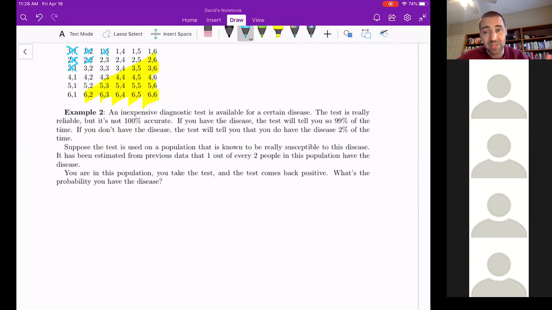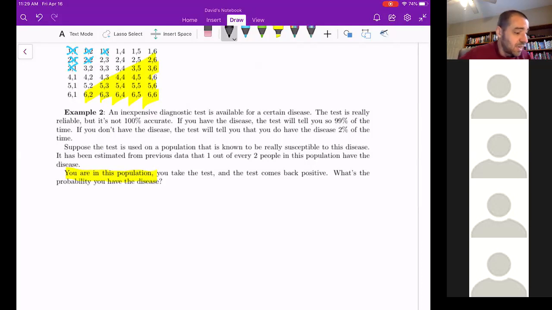So if you go in saying, well, I'm going to test a lot of African Americans with this, you just know that the prior probability is way higher than in the general population. Anyway, so you are one of these vulnerable people. You take the test, it comes back positive. So what's the probability you have the disease?